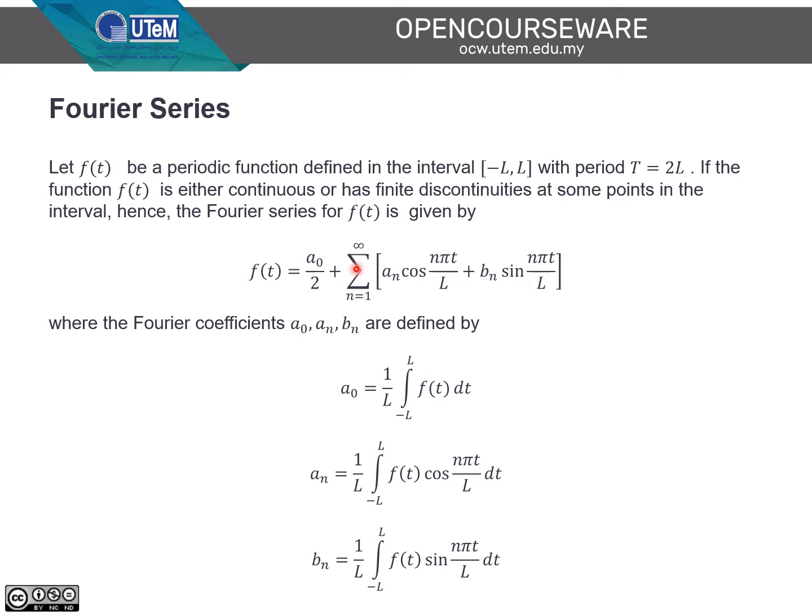The a0, an, and bn are called the Fourier coefficients, and they are defined by a0 equal to 1 over L, the integration of f(t) with respect to t from negative L to L, while the coefficient an equals 1 over L, the integration of f(t) times cos n pi t over L with respect to t, where t is from minus L to L. Last but not least, the formula of the Fourier coefficient bn is 1 over L, the integration of f(t) sine n pi t over L with respect to t, where t is from minus L to L.